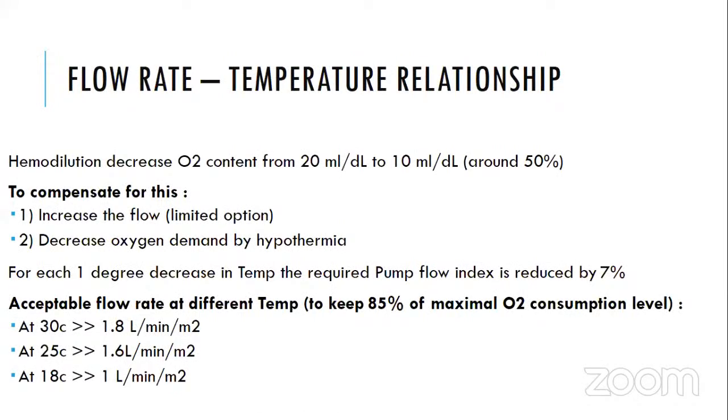Flow rate and temperature relationship. Hemodilution decreases oxygen content from 20 ml per deciliter to 10 ml per deciliter, around 50%. To compensate for this, we can increase the flow, which is a limited option, or decrease oxygen demand by hypothermia. For each 1 degree decrease in temperature, the required pump flow index is reduced by 7%. The acceptable flow rate at different temperatures to keep 85% of maximal oxygen consumption: at 30 Celsius, around 1.8 liters; at 25, around 1.6 liters; at 18 Celsius, around 1 liter.